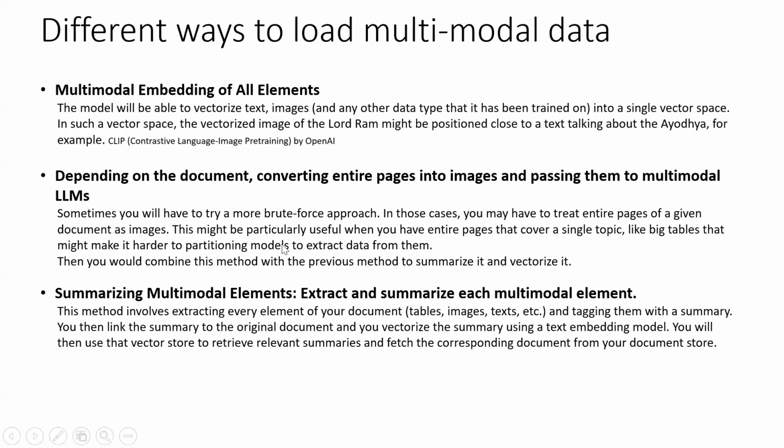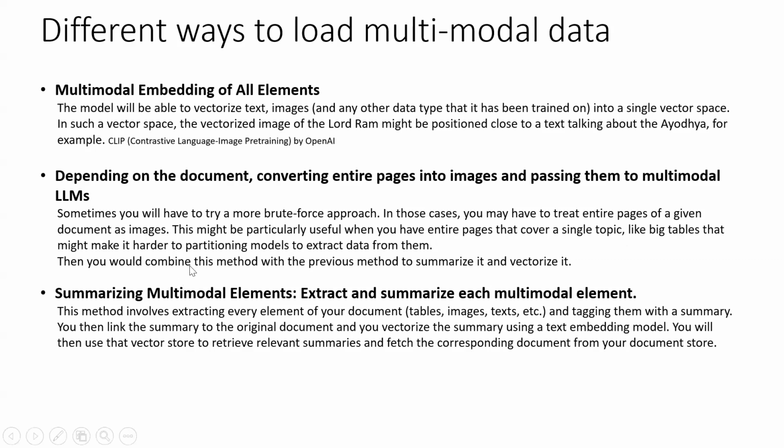This might be pretty useful when you have entire pages that cover a single topic, like big tables that might make it harder for partitioning models to extract the text from them. Then you would combine this method with the previous method to summarize it and vectorize it. Once you get the content out of your LLM, you can use that content again to put it into some vector database.